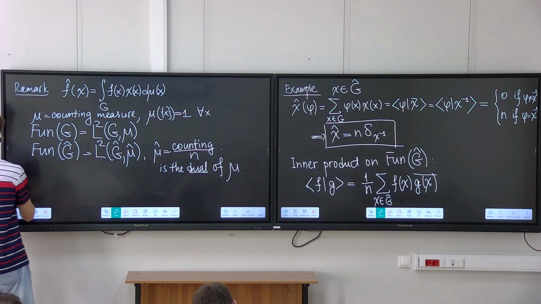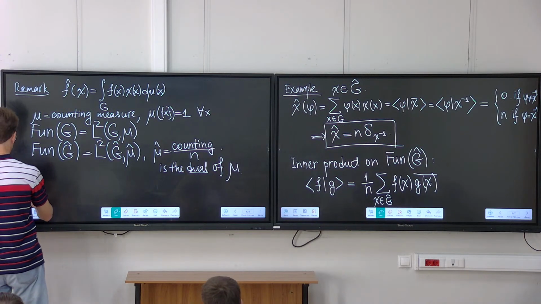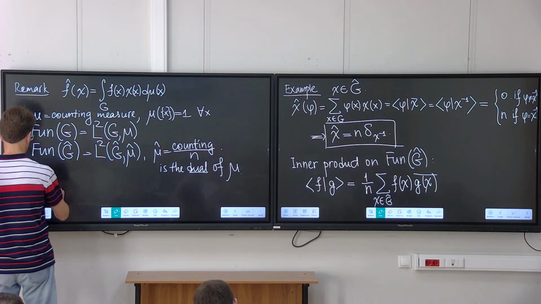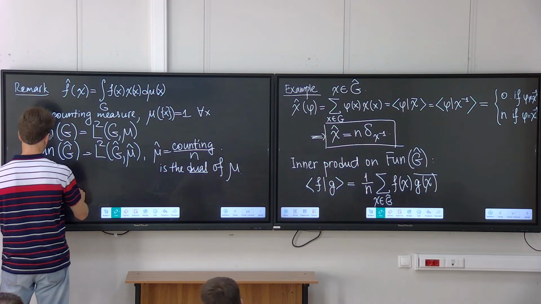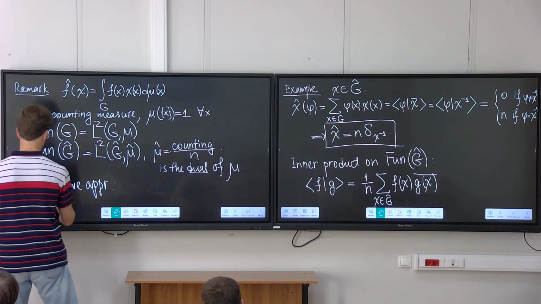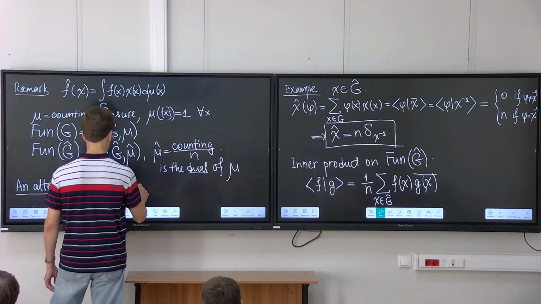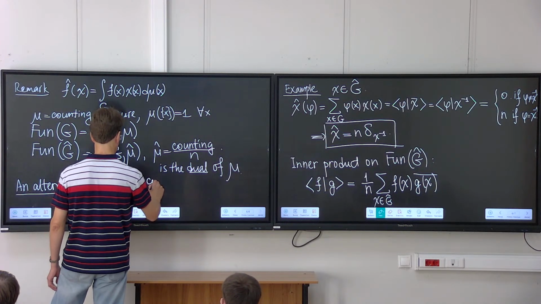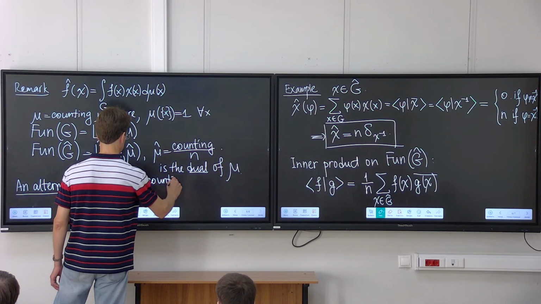Actually, another approach, an alternative approach to the Fourier transform, could be as follows. We could take, for mu, the counting measure divided by the square root of n.